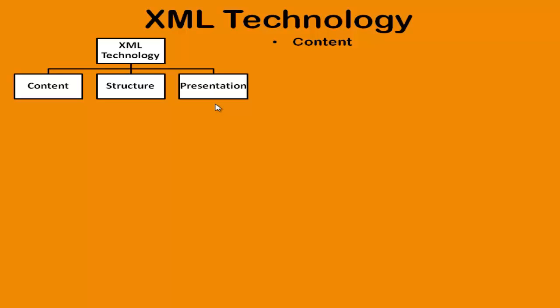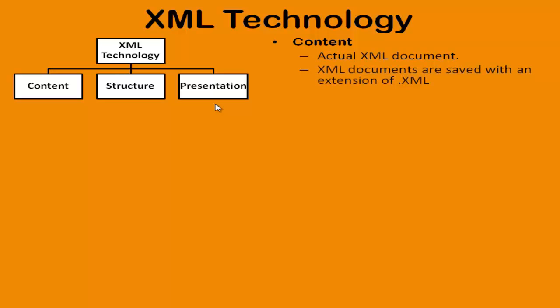Content is nothing but the actual XML document. The document which you use to type the XML coding is known as the content. Those XML documents are saved with the extension .xml. An XML document is based on a structure which is defined separately. It means that whatever document in XML you create, it must be created based on a structure. Without a structure, an XML document cannot work.